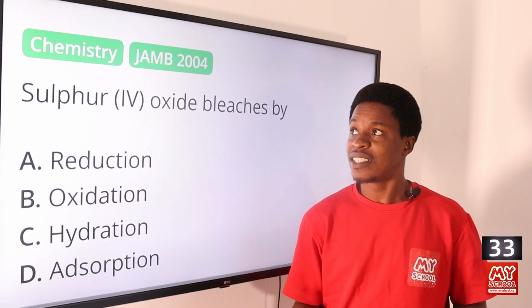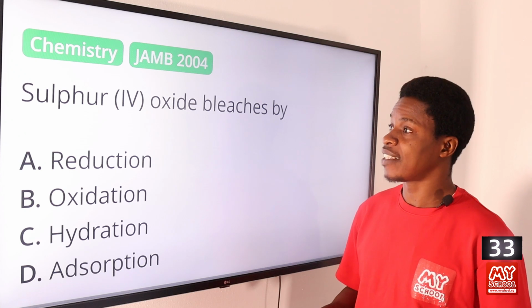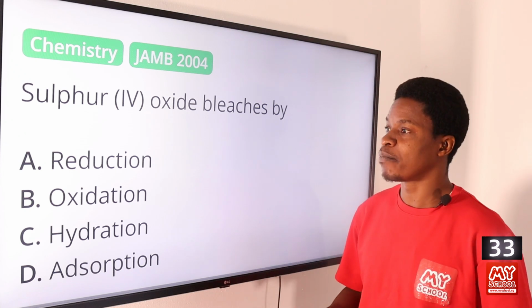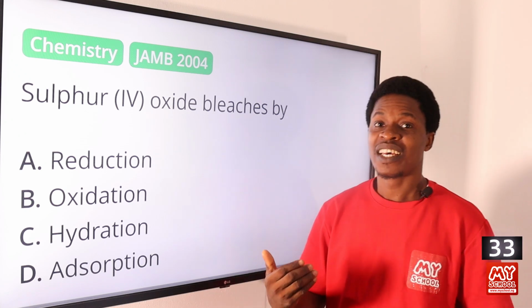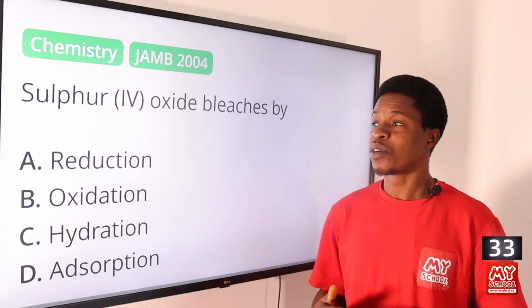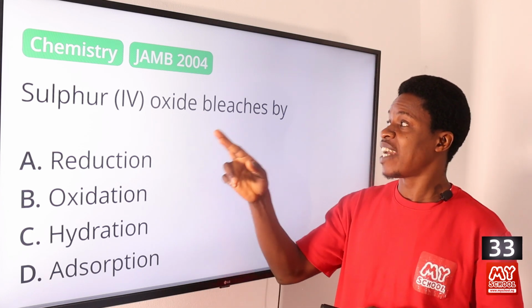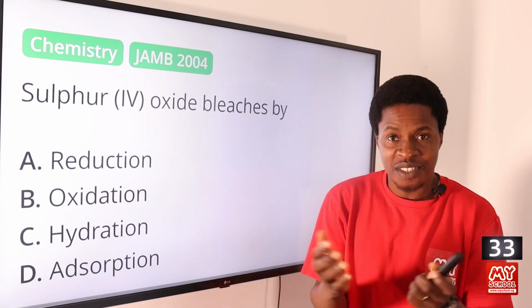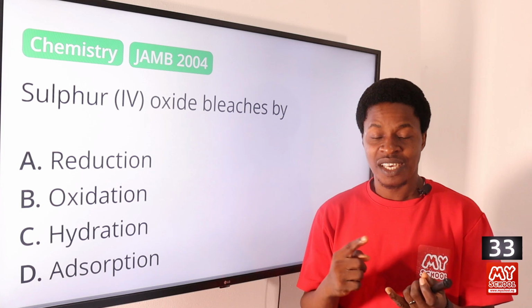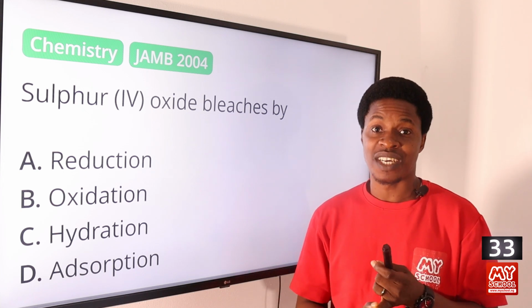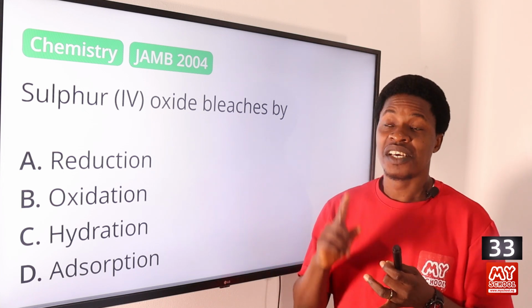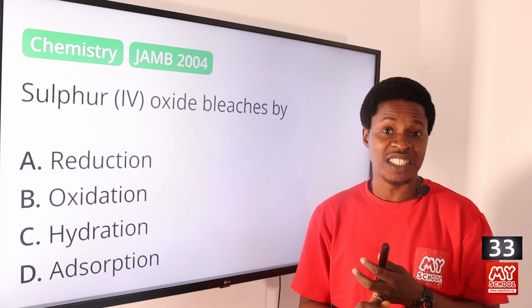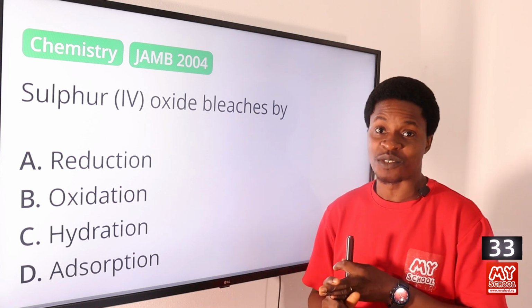Question number 33. Sulfur IV oxide, that's your SO2, bleaches by what? Yes, SO2 can act as a bleaching agent. So sulfur IV oxide bleaches by reduction. When we talk about reduction, there are different definitions of reduction. Reduction is gain of electrons, right? RIG, gain of electrons. Reduction is removal of oxygen. Reduction is addition of hydrogen, okay?